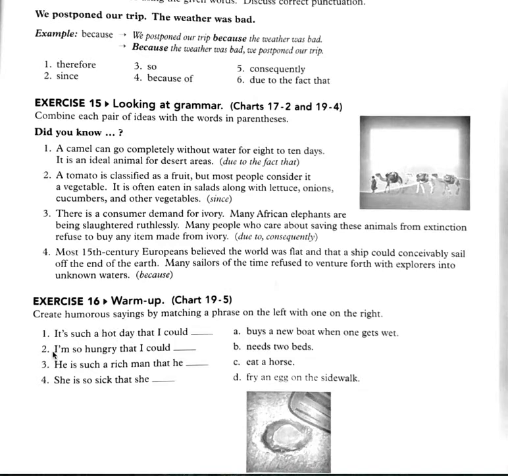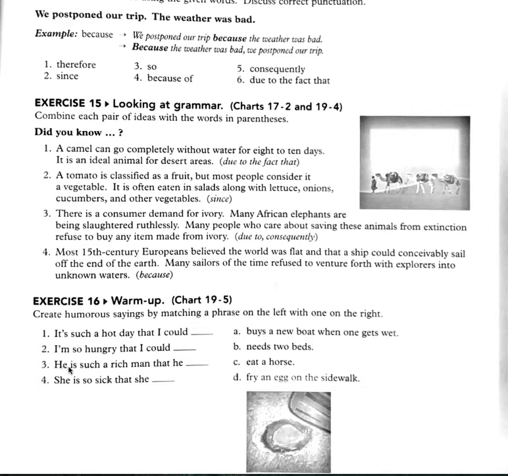Look at number 2. I'm so hungry. I'm sorry, I did number 1 wrong. It's such a hot day that I could, letter D, fry an egg on the sidewalk. Letter D, not E, not C. And number 2, I'm so hungry that I could eat a horse. So here, so and that is in the middle. You use an adjective. Okay, hungry.